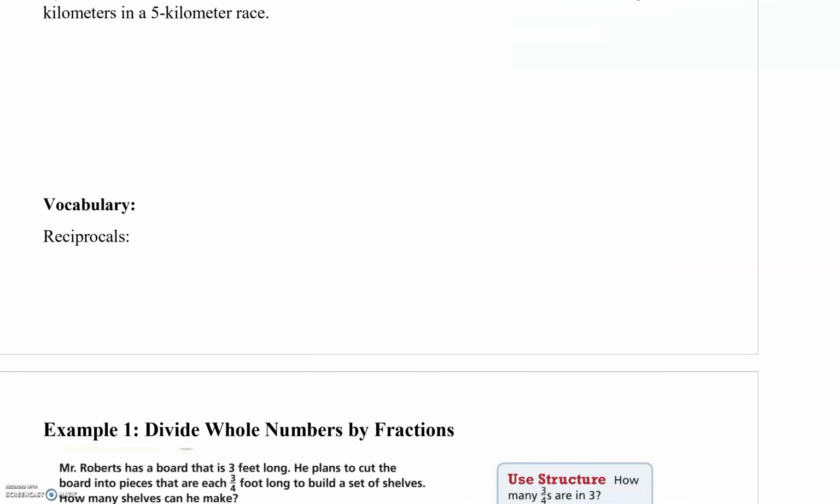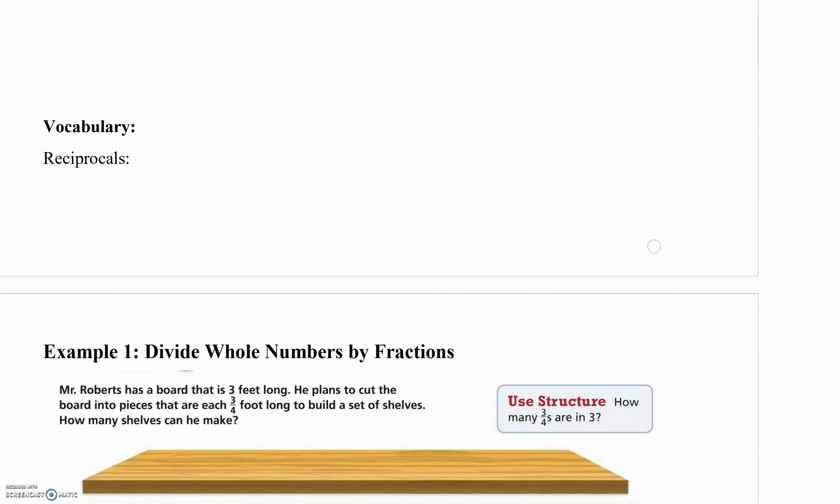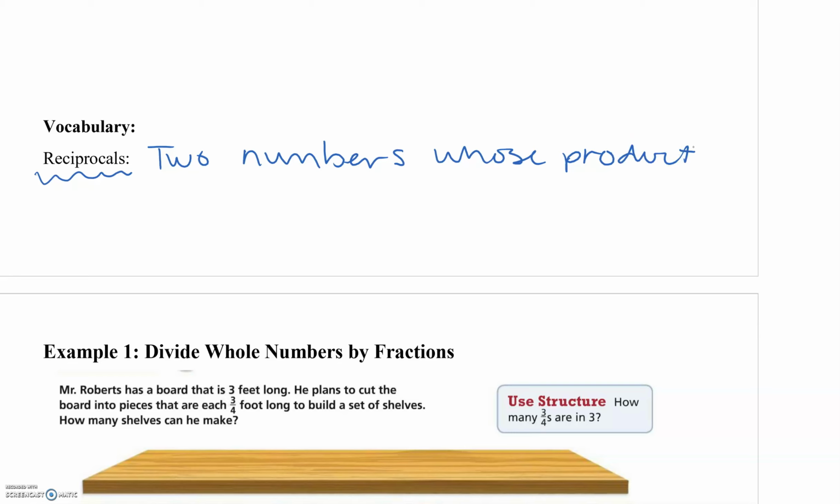Our first thing here is a little bit new: we have a vocabulary term, because it's important to know some of our vocabulary. Our only vocabulary word right now is called reciprocal. This is when we have two numbers whose product, that's the answer to a multiplication problem, is 1.